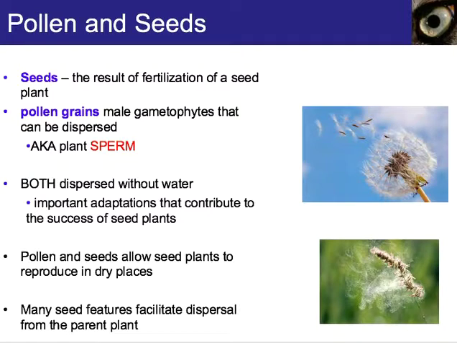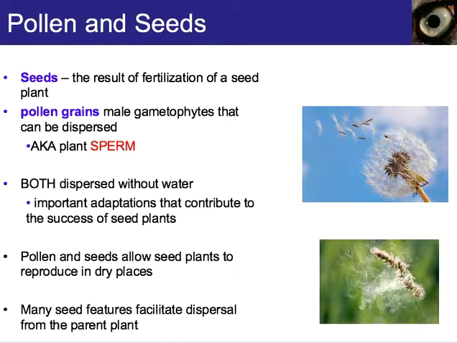Another adaptation is seeds and pollen. Seeds are the result of fertilization of a seed plant, and pollen grains are the male gametophytes that can be dispersed, also known as sperm. Both are dispersed without water, right? Because if there's no water around, you need to disperse both your seeds and your pollen in various ways. So it's a very important adaptation that contributes to the success of seed plants.